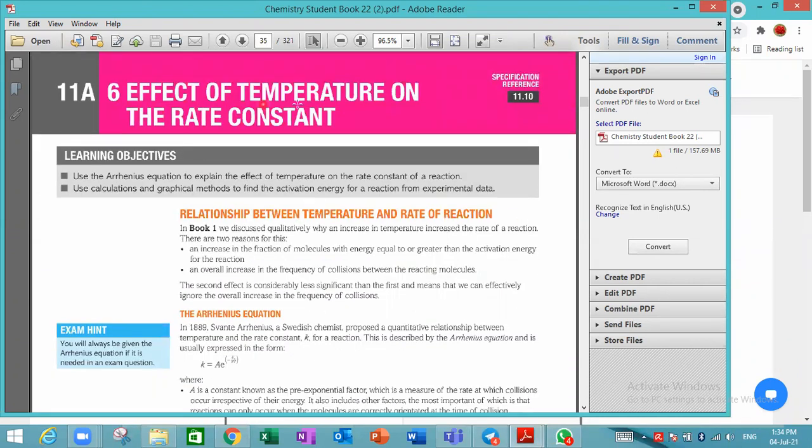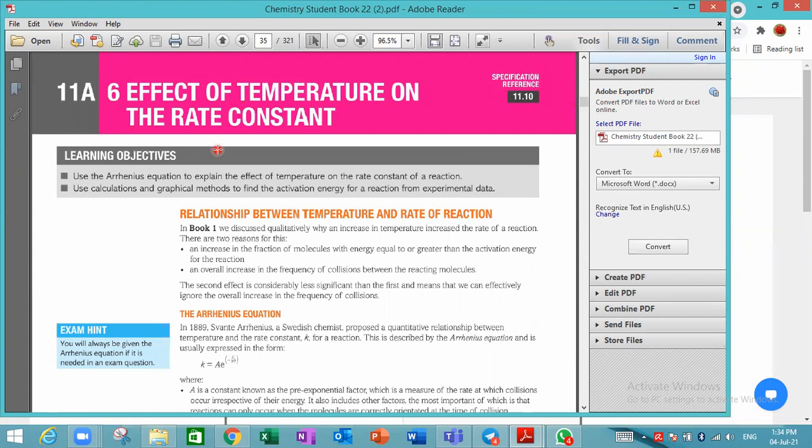Now we want to know the effect of temperature on the rate constant. We studied the collision theory before, and the collision theory stated that as the temperature increases, what happens to the rate? If you increase the temperature, the rate of the reaction increases. Yes, excellent. Why does it increase? Because the temperature increases the kinetic energy, thus the molecules move faster and collide more. So as the temperature increases, the frequency of collisions between the particles increases.